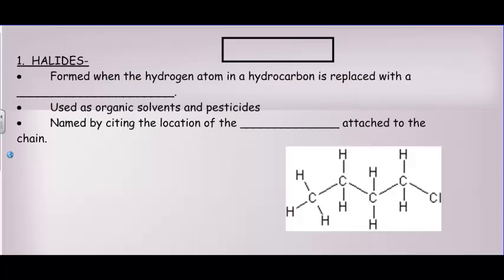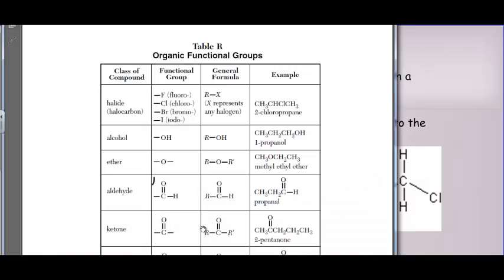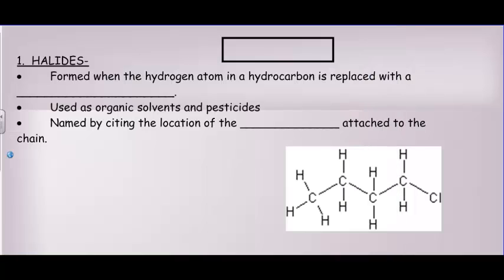So we'll go in order, sort of as they appear in Table R. Halides are the first group. They're also called, if you look in Table R, halocarbons, okay? And they are formed when the hydrogen atom in a hydrocarbon is replaced with a halogen. A halogen is a group 17 element, if you remember, okay?